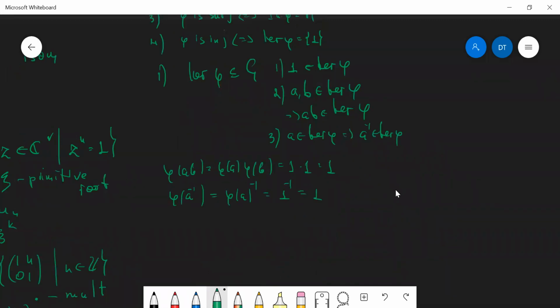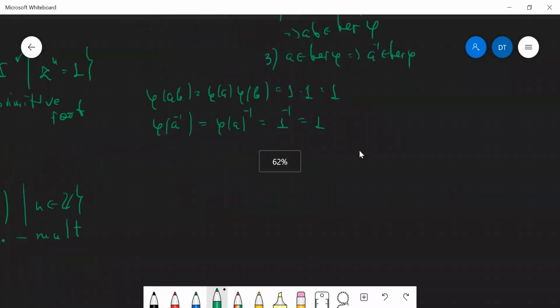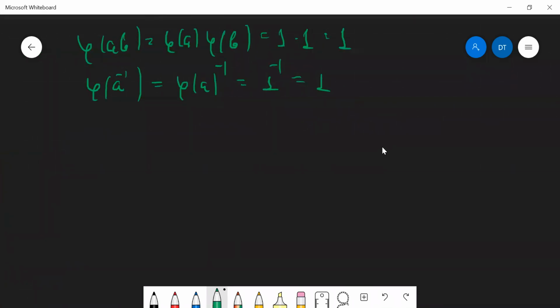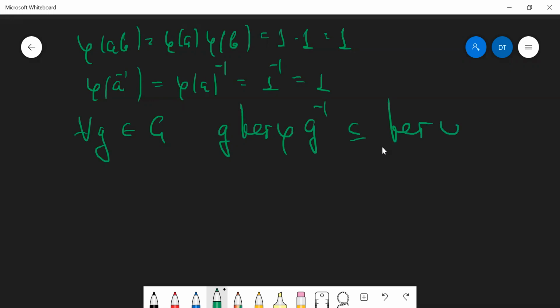Okay, are there any other questions? Okay, so now how do we check that the kernel is a normal subgroup? Let me recall that in order to check that, we want to show that for any element g in our group G, g kernel phi g inverse is a subset of the kernel phi. So what does it mean? It means that if I take an arbitrary element h from the kernel, then the element g h g inverse must be in the kernel.